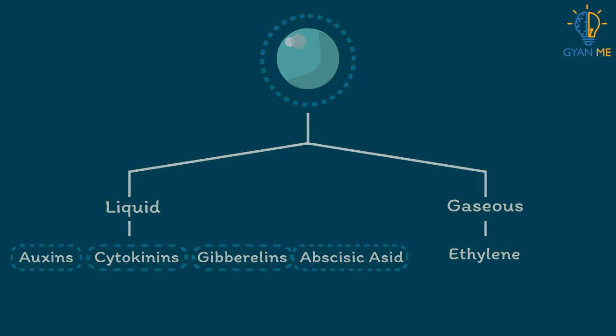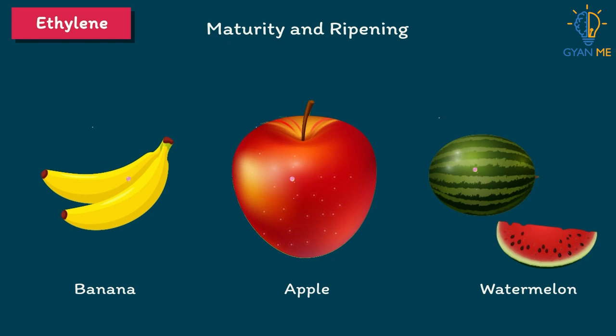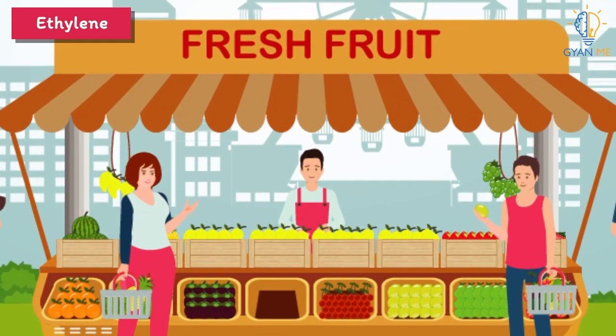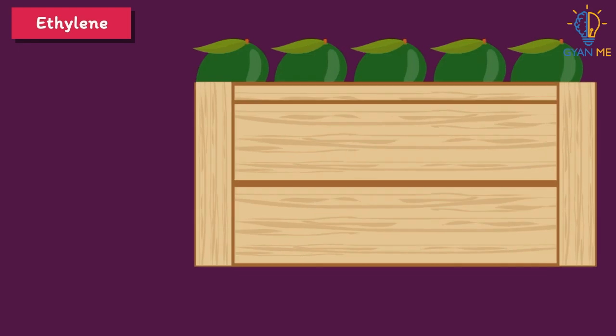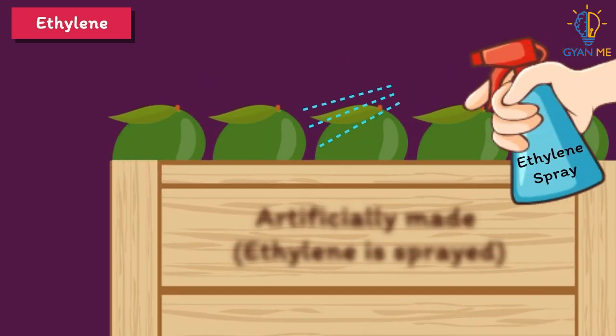It is mainly concerned with maturation or ripening of fruits. Maximum synthesis of ethylene occurs during ripening of fruits like apples, bananas, and melons. Mangoes ripen in the summer season, but many times you might have observed that mangoes are available in the market even before the season. How is this possible? Well, actually, mangoes are artificially ripened by spraying them with ethylene.